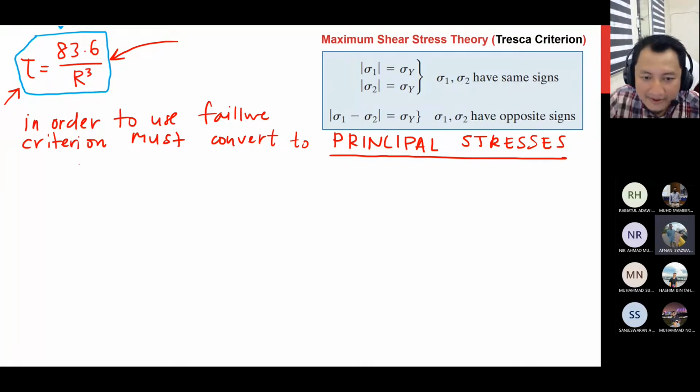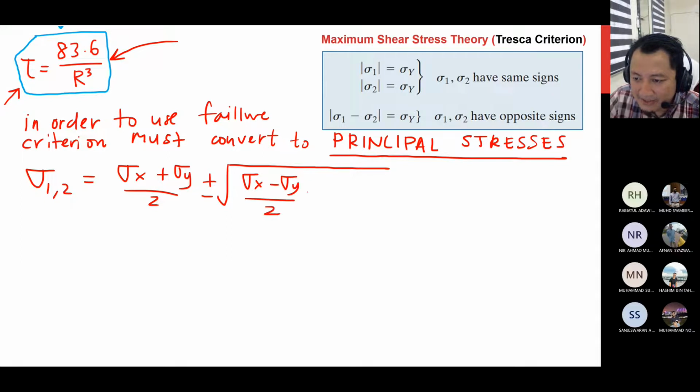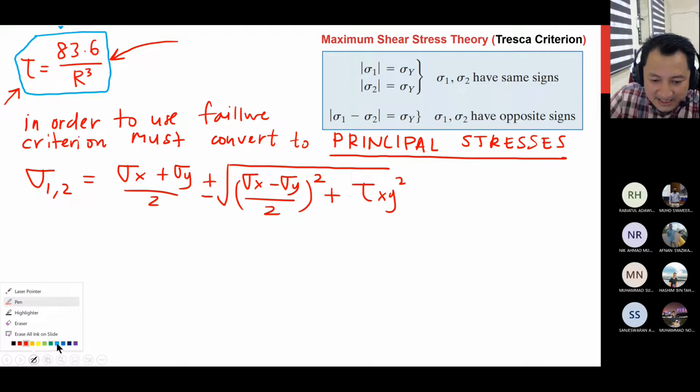Yang panjang tu. Plus minus. Sigma 1, 2 sama dengan Sigma X campur Sigma Y bahagi 2, plus minus square root mak nenek panjang ni. Sigma X minus Sigma Y divided by 2, kuasa 2. This one is plus. Tau XY kuasa 2. Kenapa? Memang macam tu lah. We must find the principal stresses.